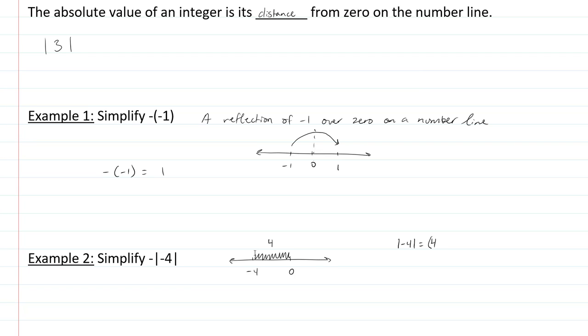But we have to remember to take the negative of that number, right? Because we're doing negative absolute value of -4. So our answer is just -4.